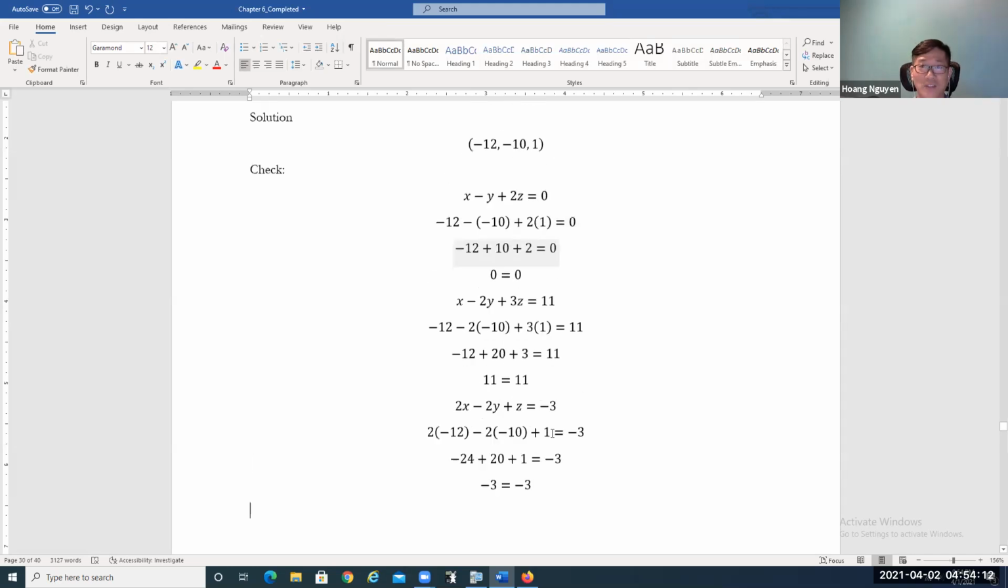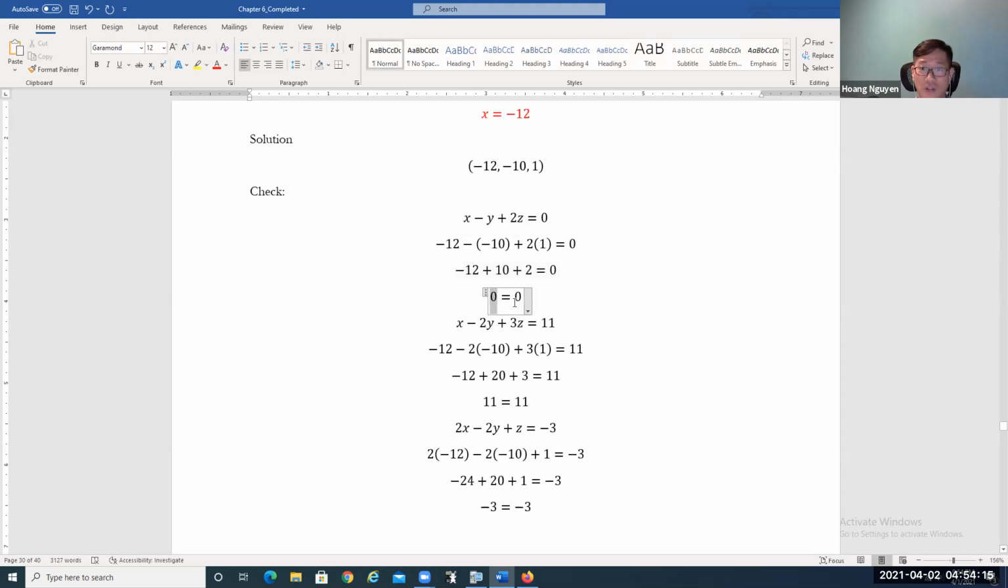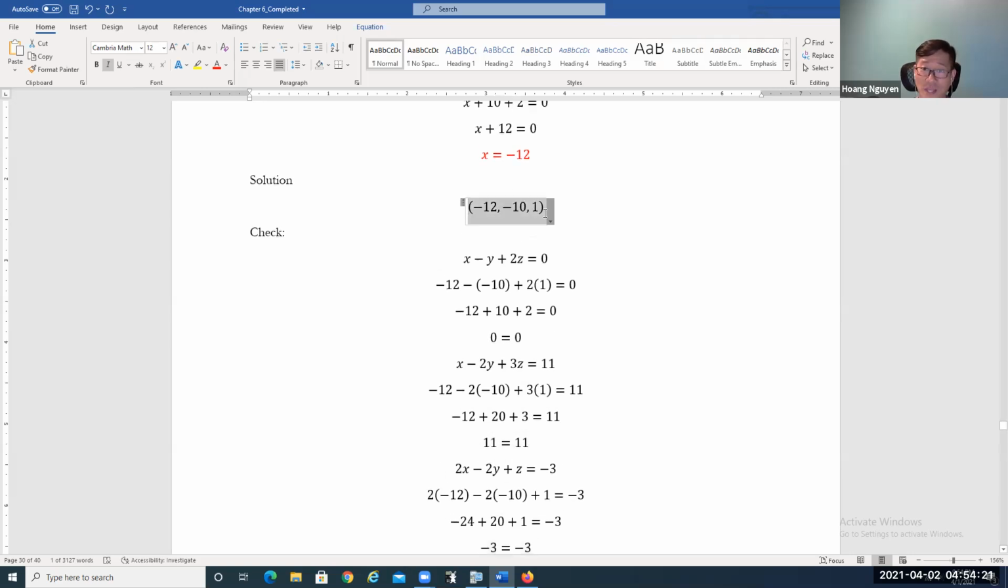That's good. So the solution that we have so far is true for the first equation, it's true for the second equation, it's also true for the third equation. So this is the final answer. We did it. So the solution is negative 12, negative 10, and positive 1. So x equals negative 12, y equals negative 10, and z equals positive 1.